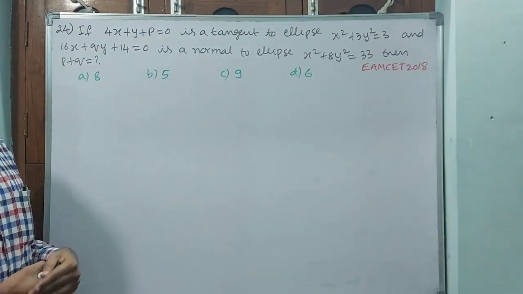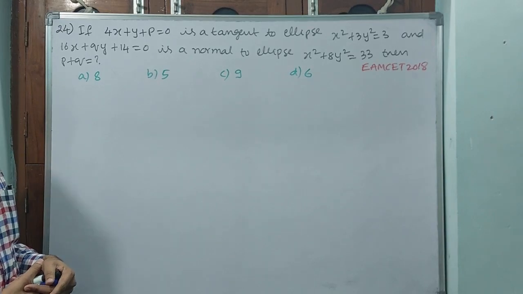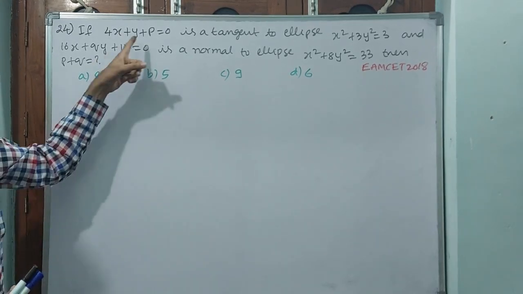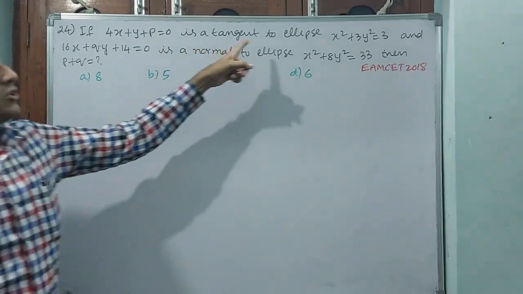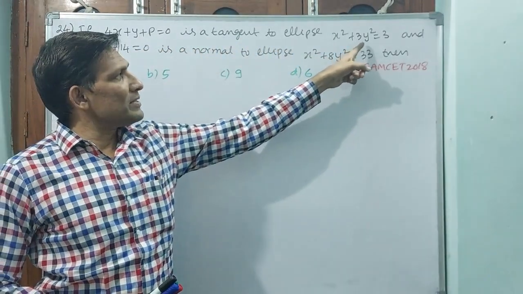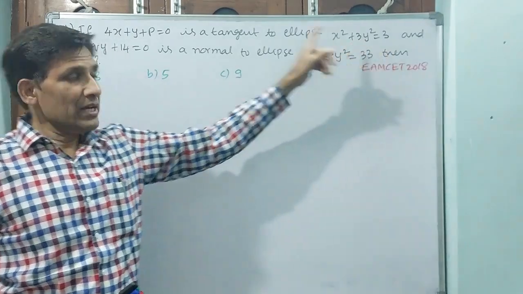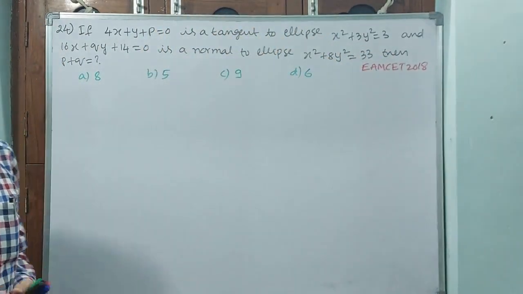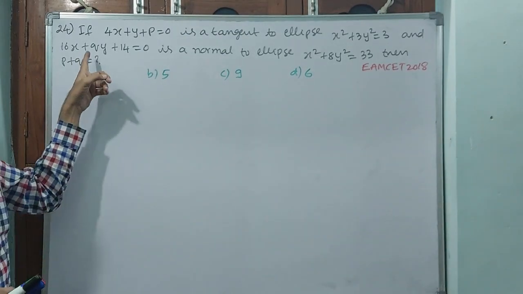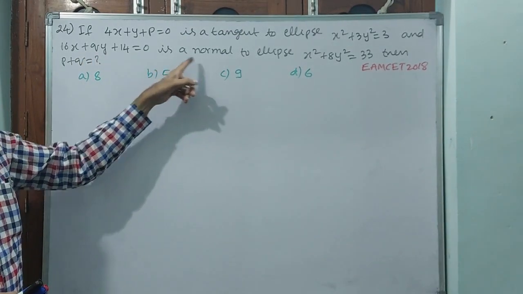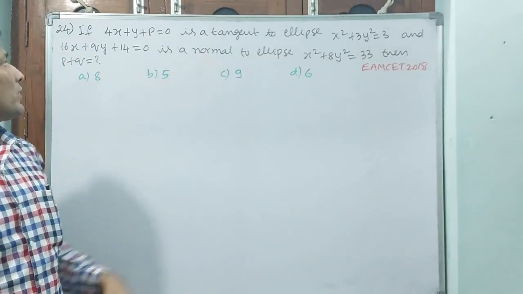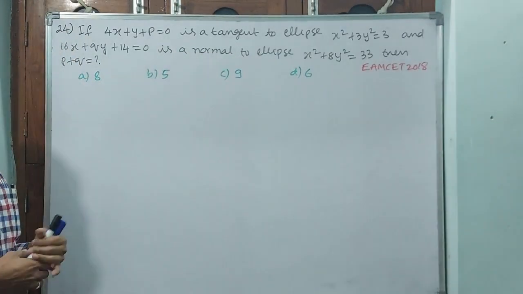See question number 24. This is a little bit bigger question. EAMCET 2018 question. If 4x + y + p = 0 is a tangent to the ellipse 2x² + 3y² = 3, this is a line tangent. And 16x + qy + 14 = 0 is a normal to the ellipse, this is another ellipse. Then p + q is equal to how much, they are asking.